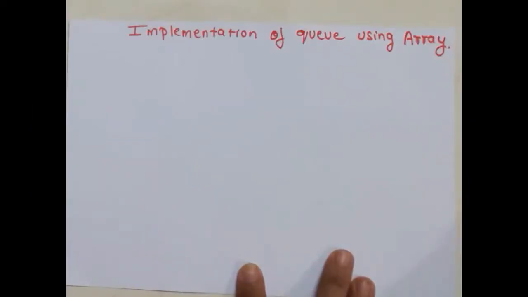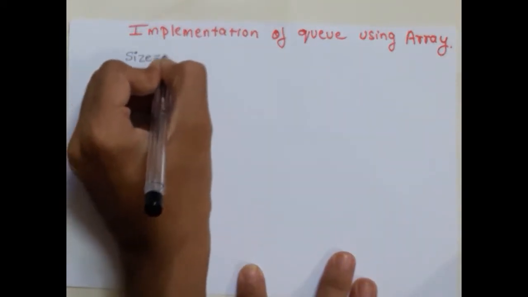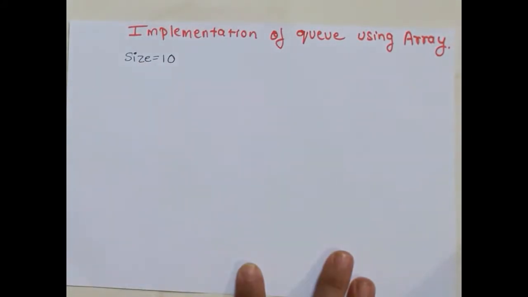Now let us understand the implementation of queue using array. So we are using an array, so this is a static allocation, and for that we have to mention the size beforehand. Let us take size as 10, which means a maximum of 10 elements can be stored in the queue.